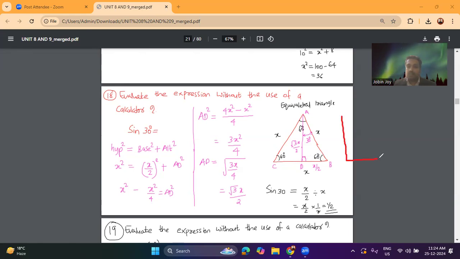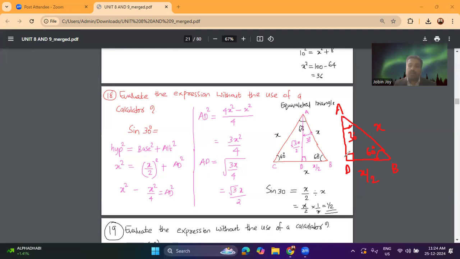So I will draw like this. So I'm getting like this. Okay. So this is 90 degree. This is 30 degree, and this is 60 degree. This total length is x. That means this is x by 2. So this is hypotenuse x. Okay. So I can apply Pythagoras theorem. So I will name this as AD. DB is the adjacent side, and AB is the hypotenuse, and AD is the opposite side.